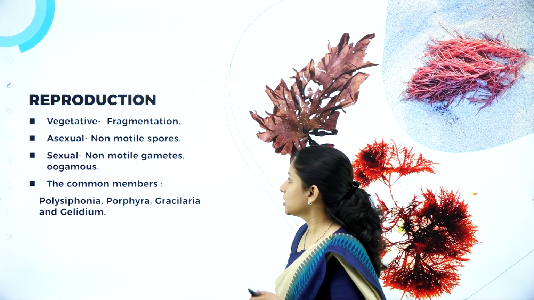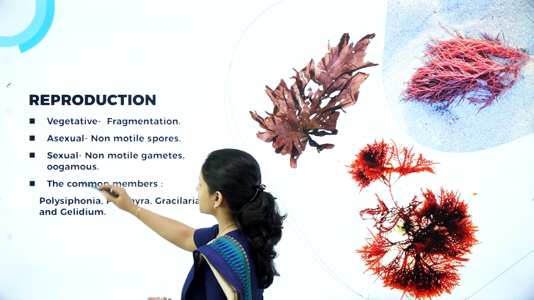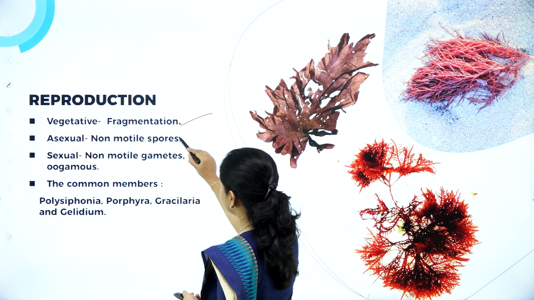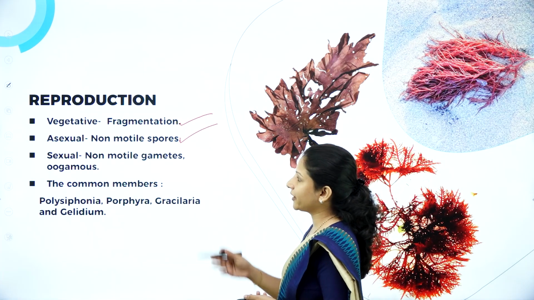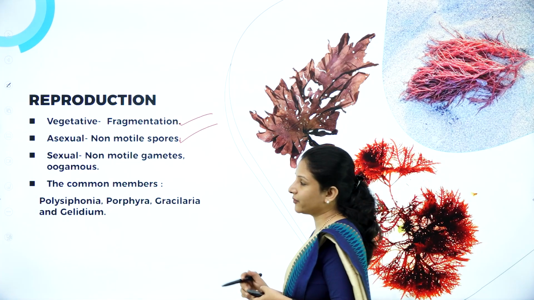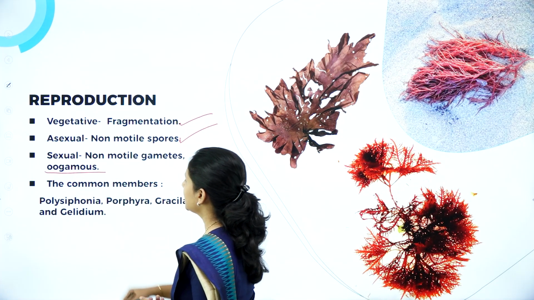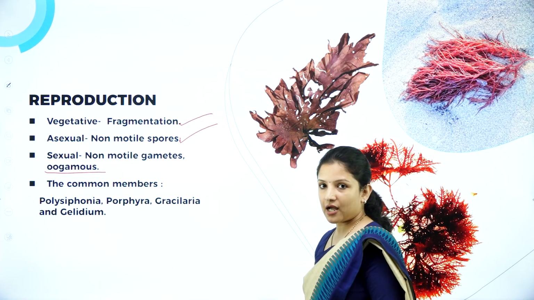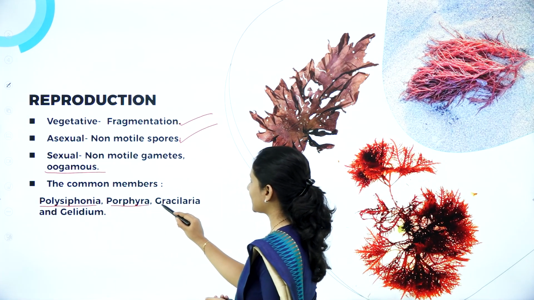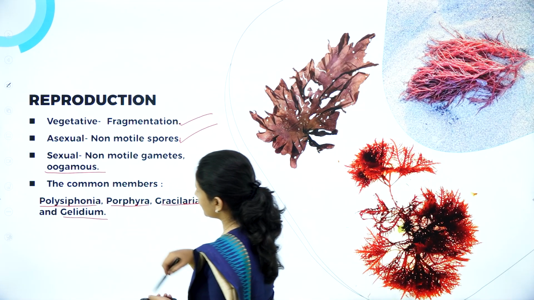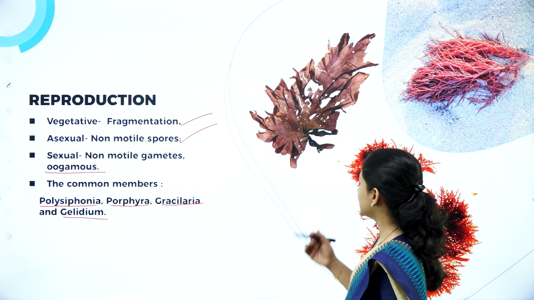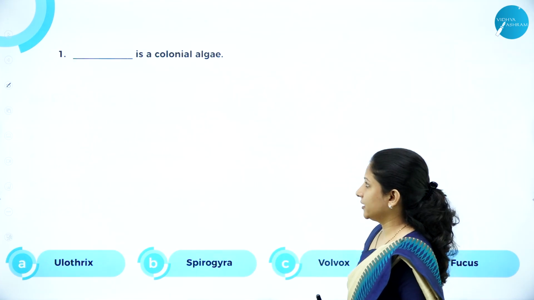Their reproduction can be vegetative, asexual and sexual. Vegetative by fragmentation, asexual by non-motile spores, and sexual by non-motile gametes, wherein it can be oogamous. Some examples for red algae or Rhodophyceae are Polysiphonia, Porphyra, Gracilaria and Gelidium. Gracilaria and Gelidium we studied, right? They are used in making agar. So these are some of the red algae.